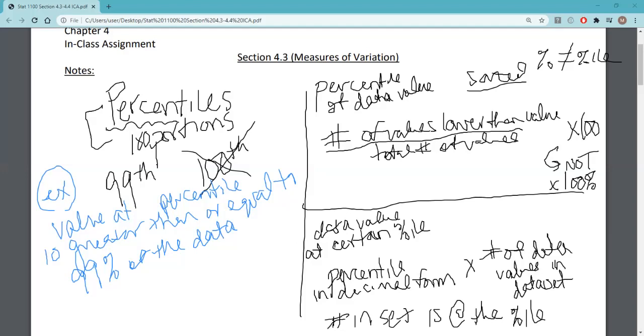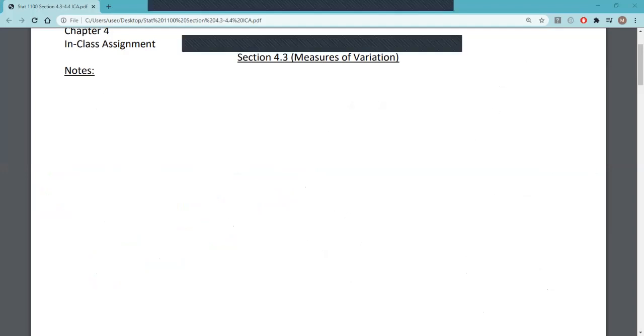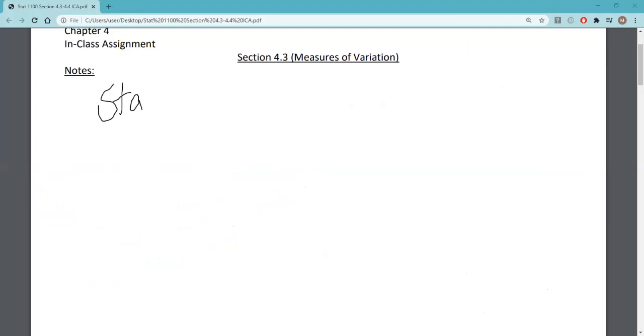I want to talk about one other measure of variation before moving on to section 4.4 and then working through the practice problems with you. So the last measure of variation that we're going to work with here is called standard deviation.